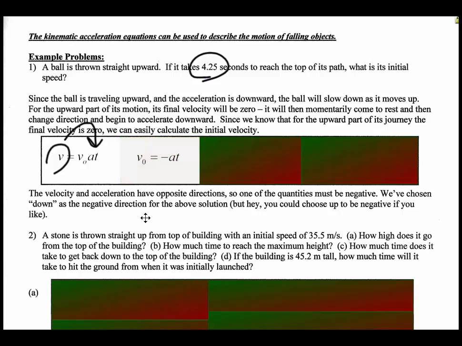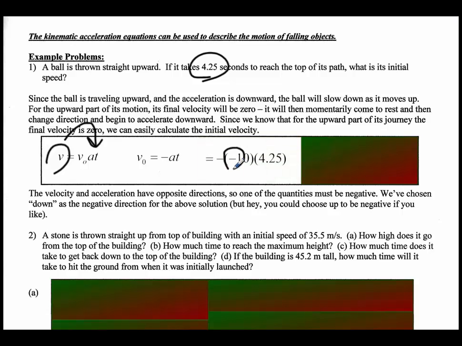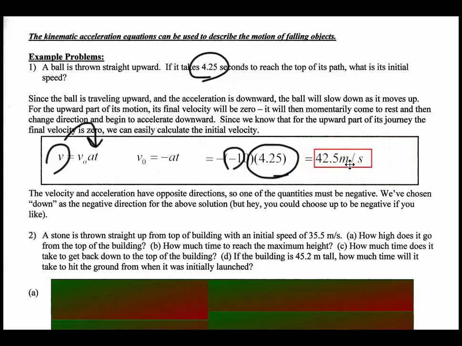So using that equation, we know that the final velocity was 0, so we got rid of that in the equation, and we ended up rearranging it to look like that, plugging in the numbers. The acceleration is down, so it's a negative value. Time is a scalar quantity, so that's always a positive value. And so you end up with 42.5 meters per second.